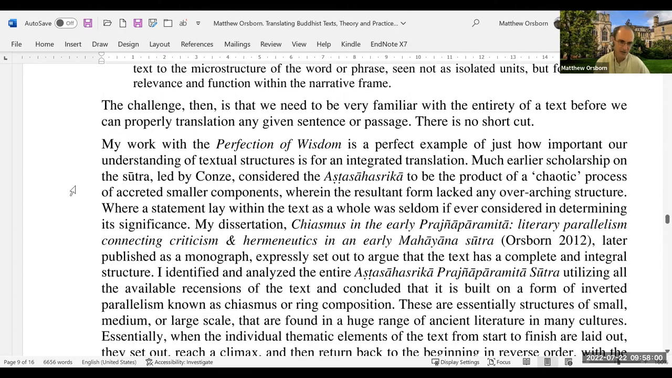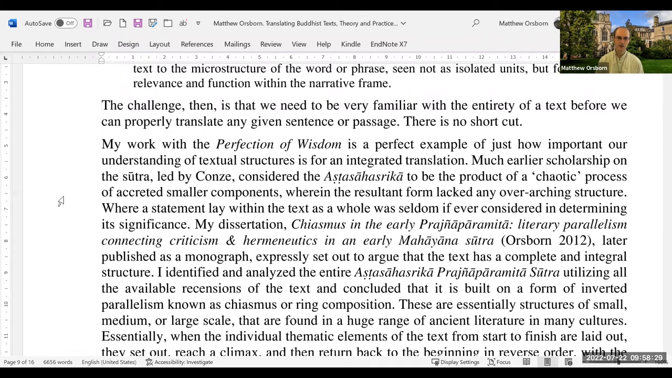The challenge then is that we need to be very familiar with the entirety of a text before we can properly translate any given sentence or passage. I'm sorry, there is no shortcut. You've got to try to understand that text as a whole and do that background reading. My work with The Perfection of Wisdom is a perfect example of just how important our understanding of textual structures is for an integrated translation.